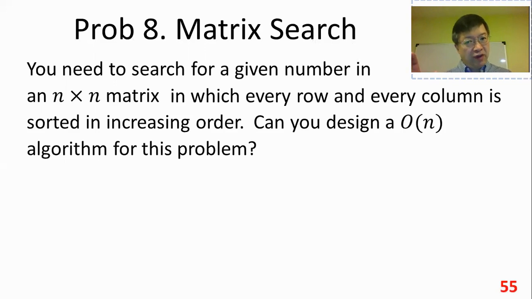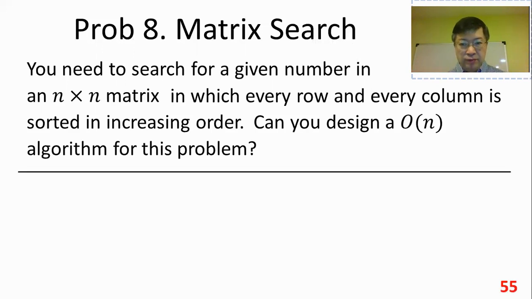At first look, it may not be very easy. For an n by n square matrix, the total number of entries is n squared. If you look at each element once, you need n squared. But here you cannot do that. So we need to use a linear algorithm to solve it.